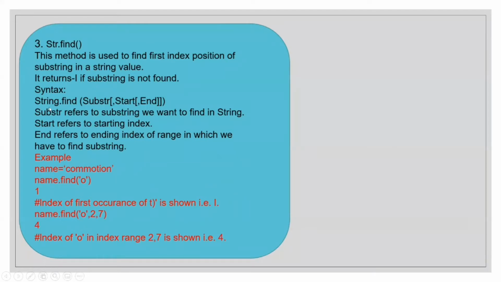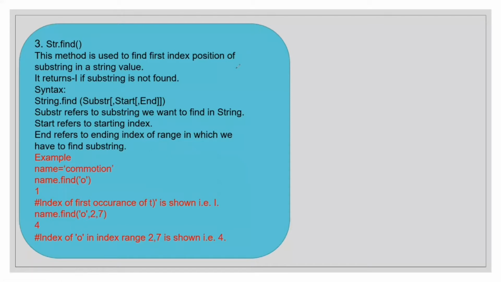So the syntax here is string.find, the substring you're going to write, and then the starting index and then the ending index. You can also write that. So substring refers to the substring we want to find in the string. Start refers to the starting index, end refers to the ending index of the range in which we have to find the substring.